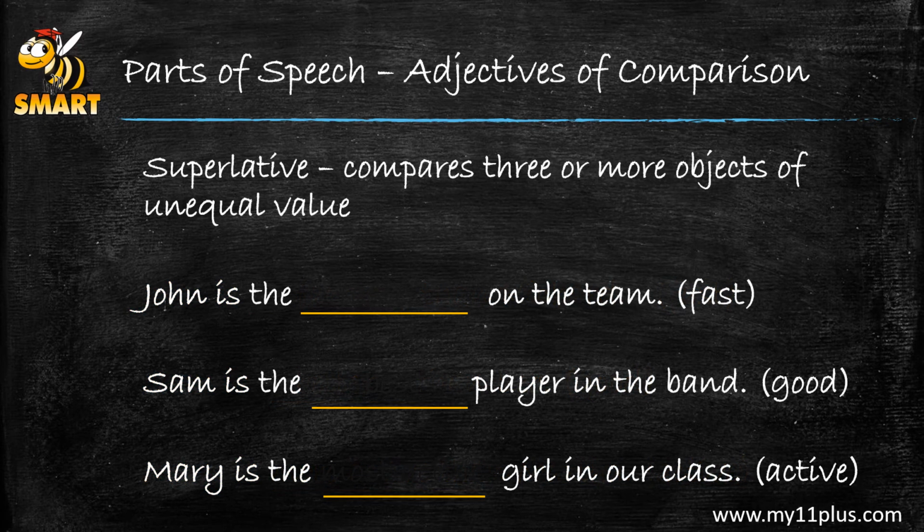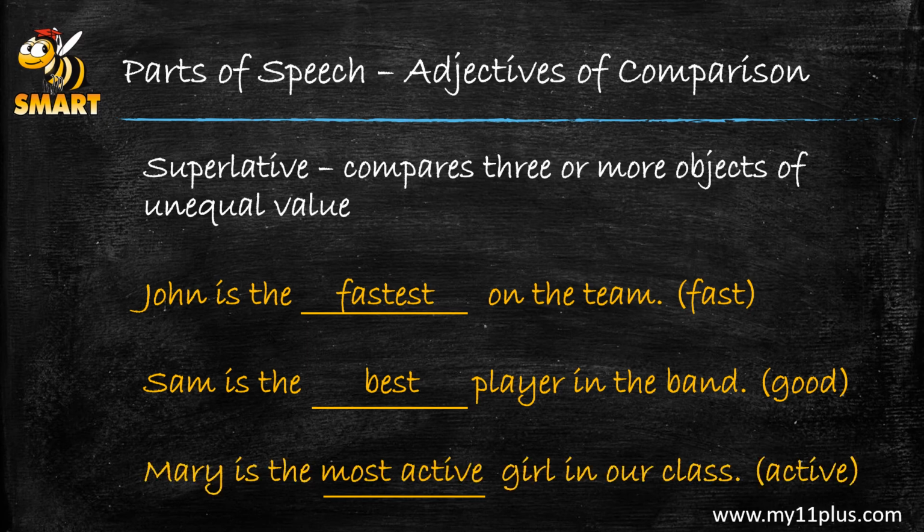Finally, looking at the superlative where we're comparing three or more objects. So there are sometimes when you have to assume that there are three or more objects in that noun, okay? So here, when we say John is, and we're using fast on the team, we're assuming that the team is going to be three or more people, okay? So we say here, John is the fastest on the team. Next one, Sam is the best player in the band. That's the superlative form of the adjective good. And now we want the superlative form of the adjective active, and so we're going to say Mary is the most active girl in our class.